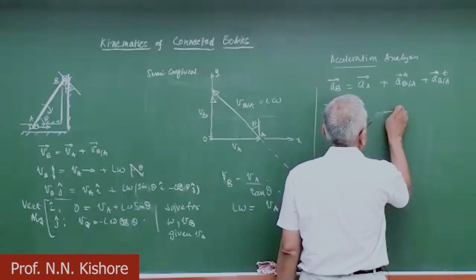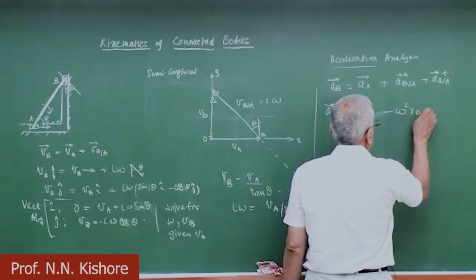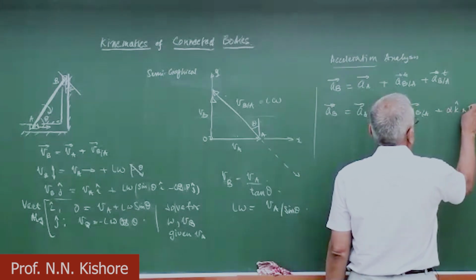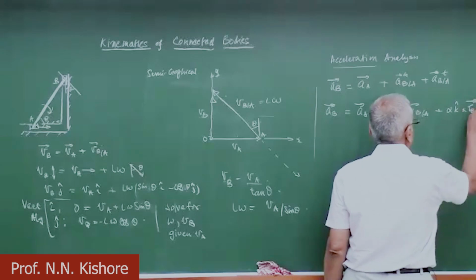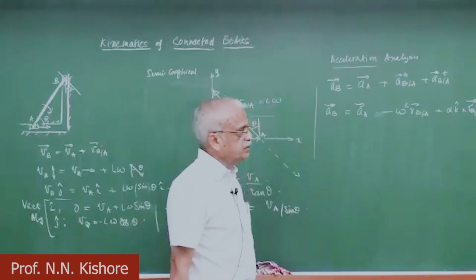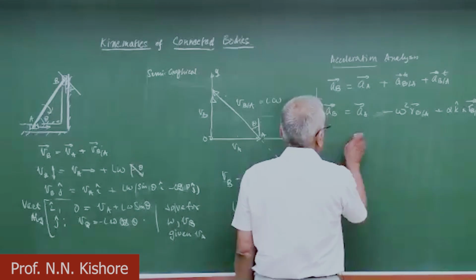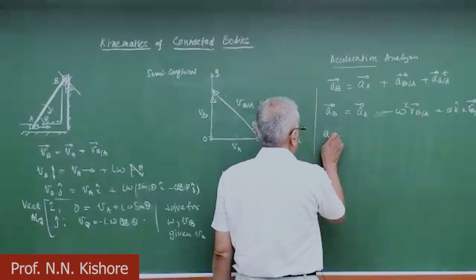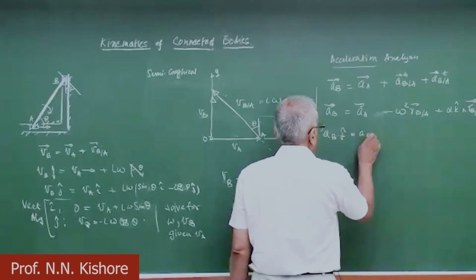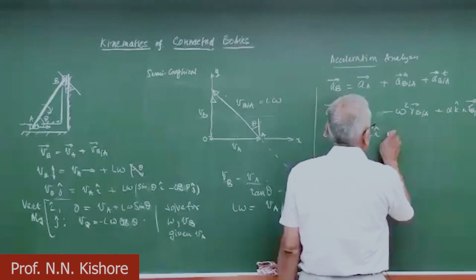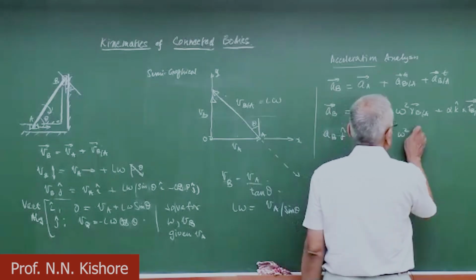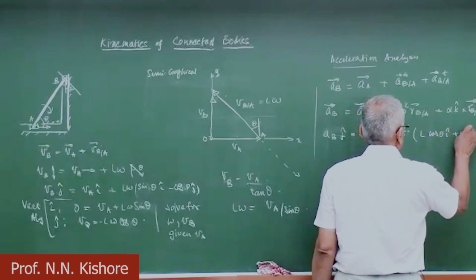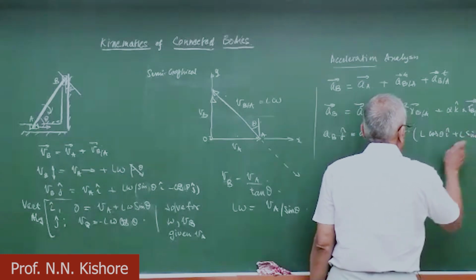You know that it's minus omega square B with A, and this is alpha K cross RBA, right? So this is how we write, and then ABJ and AI, and this is minus omega square. What is that? L cos theta I, J.